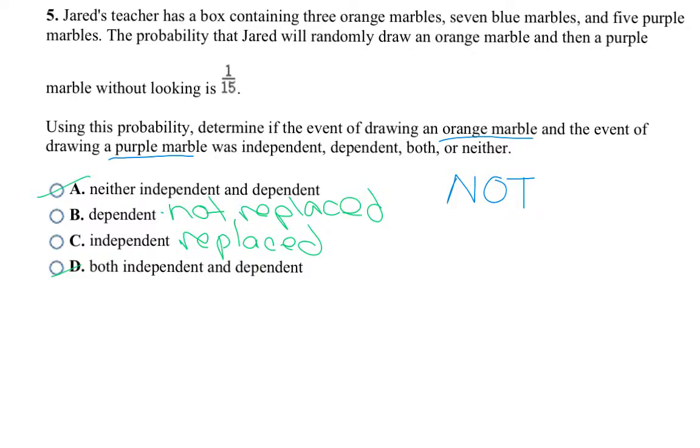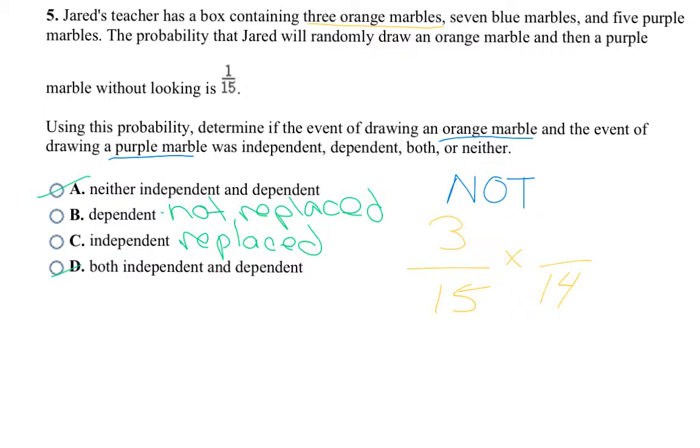There are 3 orange marbles. So the first time I'm drawing, I have 3 chances out of, and then I need to add those up. 3 plus 7 is 10, plus 5 is 15. So there's 15 total marbles in that bag. So he has a 3 out of 15 chance of drawing an orange marble the first time. Now, if that orange marble is not put back in, then there are 14 marbles left in the bag total. And now we're looking at a purple marble.